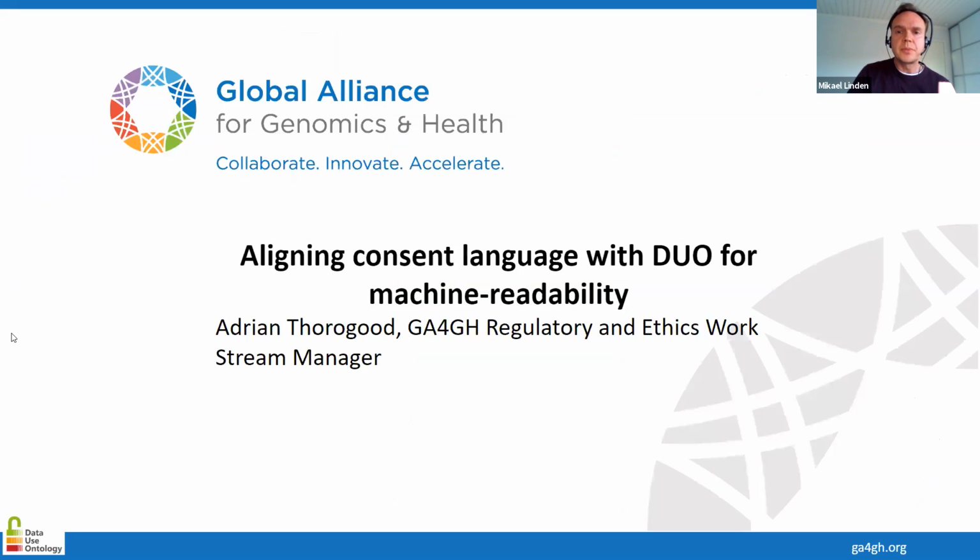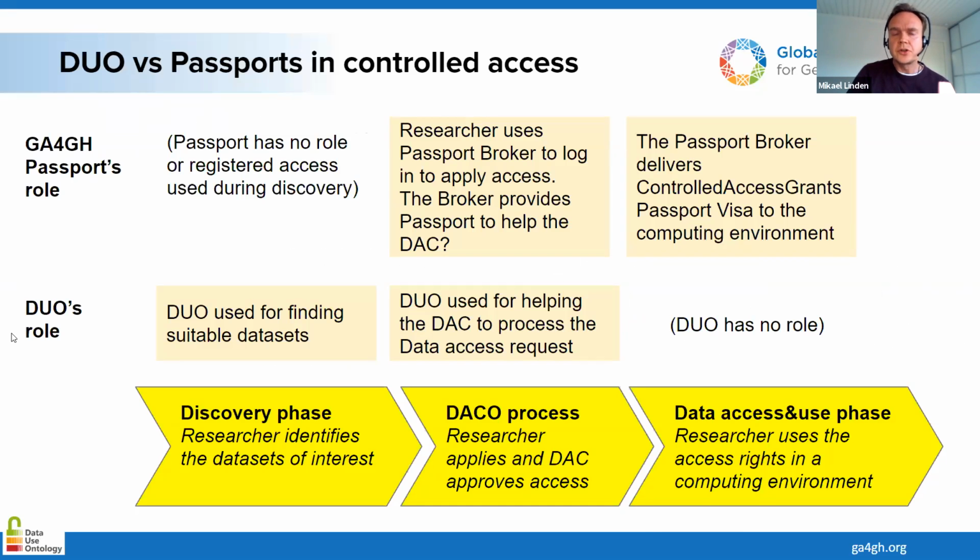And the intention, previous slide please. The intention is that the passport broker can also consume passport claims or visas, like this person is good for applying for controlled access data as asserted by their home organization signing official. And finally, when the DAC approves the data access application, another passport visa is issued for the user.